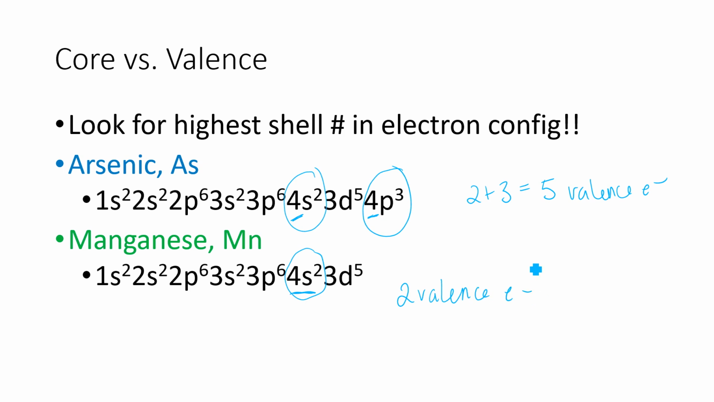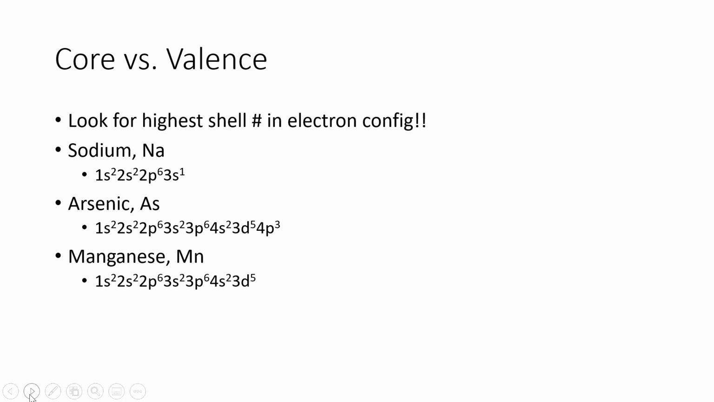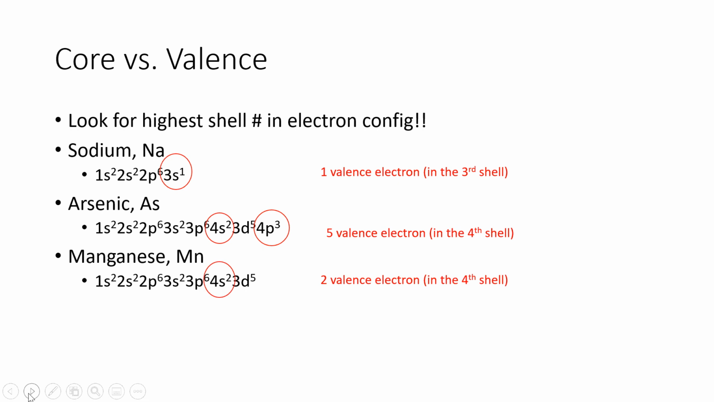And again, what you want to notice is that the valence electrons are not necessarily going to be the last ones you write down. So you want to just scan through your electron configuration and look for the highest shell number. And that's your valence shell. If we look here at sodium, notice its highest shell is the 3rd shell, so it's got 1 valence electron in the 3rd shell. Arsenic has 5 valence electrons in the 4th shell, and then manganese has 2 valence electrons in the 4th shell.